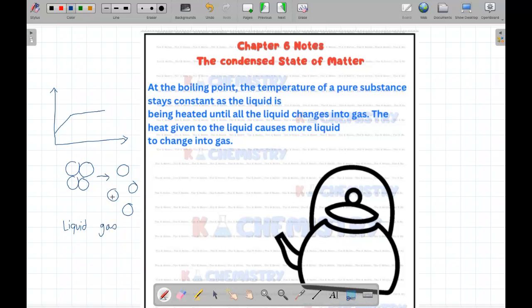So this is what happens at the boiling point. The particles of the liquid change into particles of gas by breaking the bonds between them. So all the heat that's given does not cause the temperature to change. The temperature becomes fixed at this point. This is the boiling point. Only the heat given causes the breaking of the particles from each other.